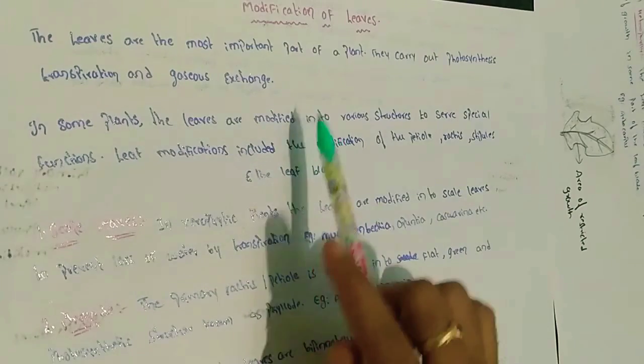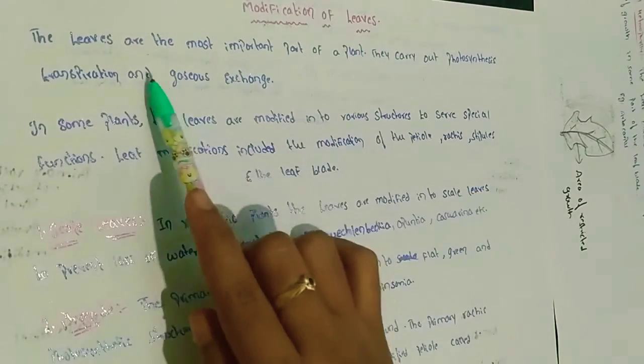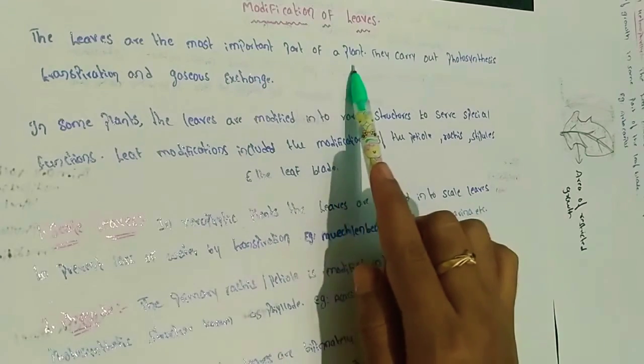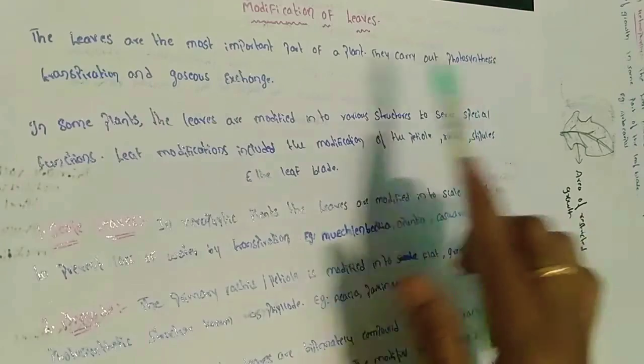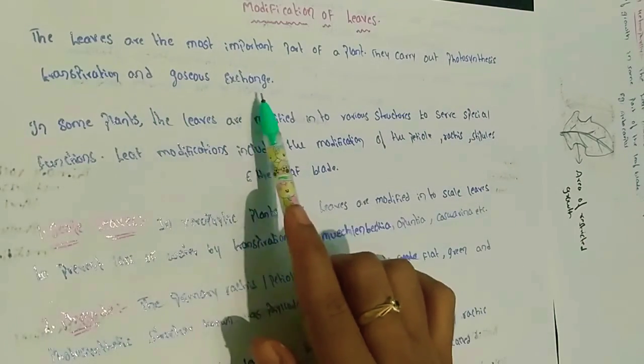Students, in this video we will learn about modification of leaves. The leaves are the most important part of a plant. They carry out photosynthesis, transpiration and gaseous exchange.